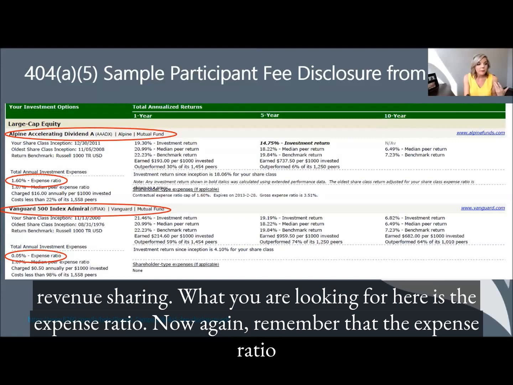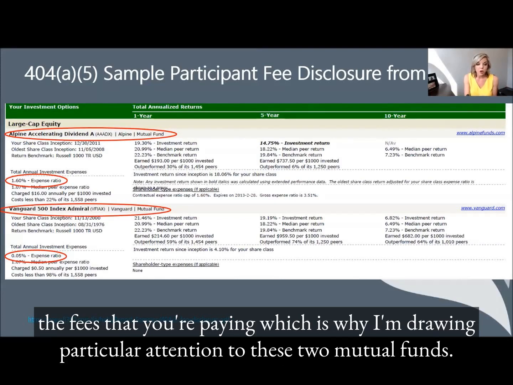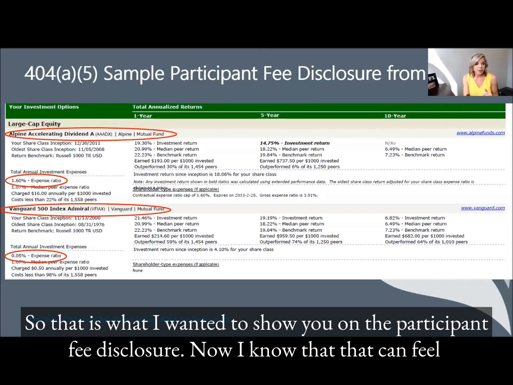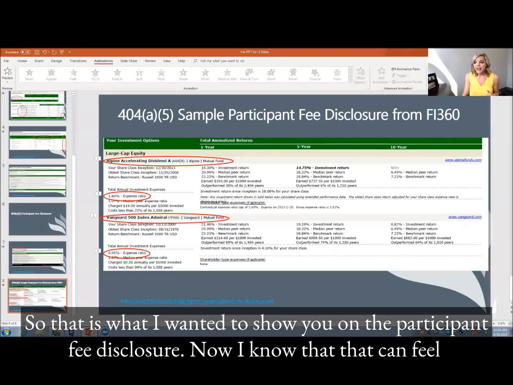Now, again, remember that the expense ratio, you don't exactly see written in dollar form. The expense ratio is just basically taken out of your return, so you don't always know the fees that you're paying, which is why I'm drawing particular attention to these two mutual funds and their expense ratios. So that is what I wanted to show you on the participant fee disclosure.